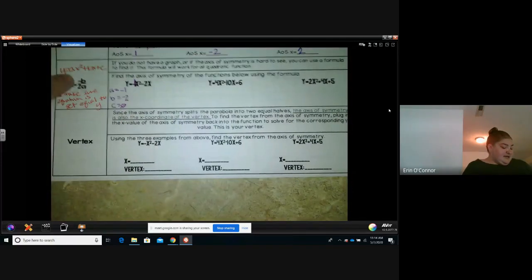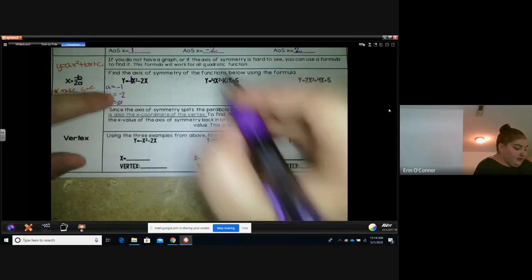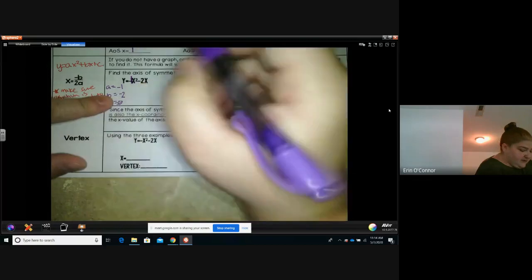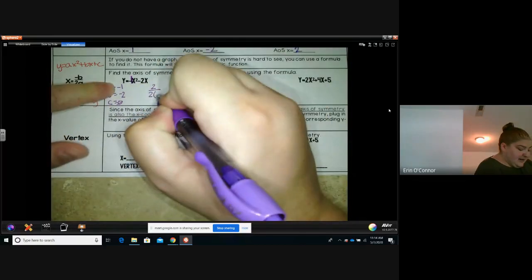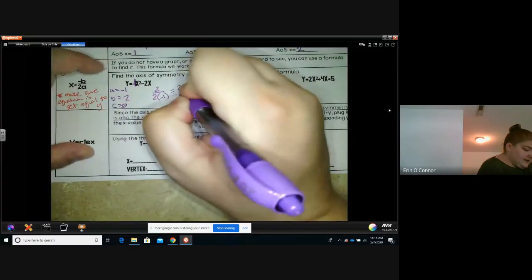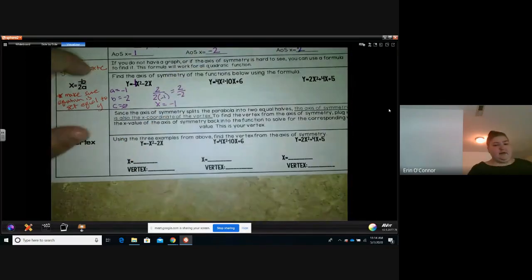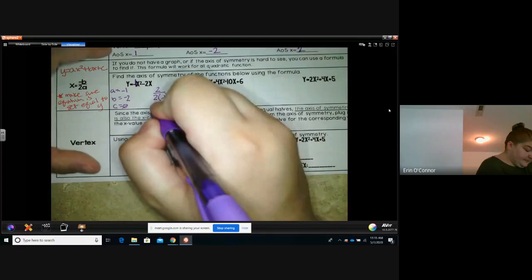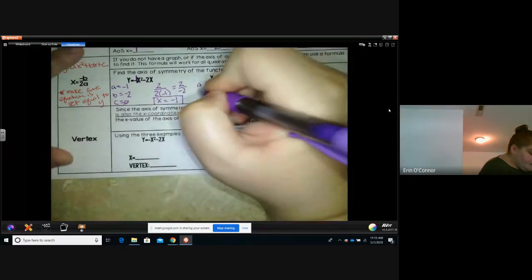So now we're going to plug in -b over 2a. Well, b is already negative, so a negative makes a positive. It means also the opposite of b. So -2 means +2 over 2 times our a, -1. 2 times -1 is -2. 2 divided by -2 is -1. So x equals -1.